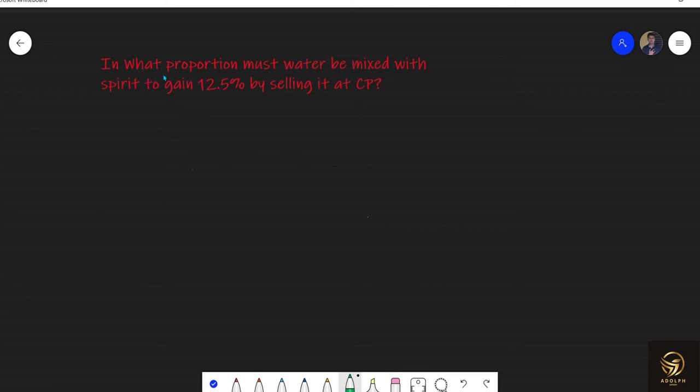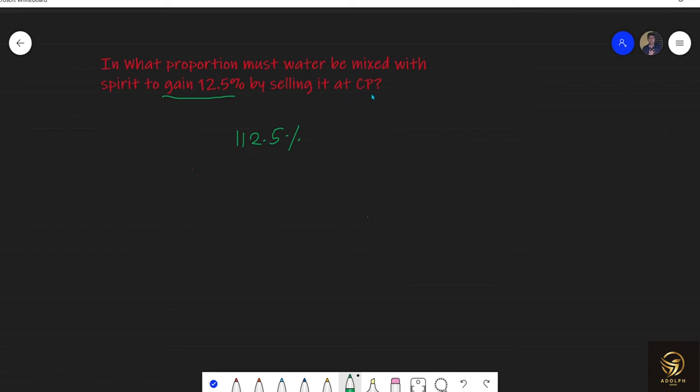Let's start solving this. In what proportion must water be mixed with spirit to gain 12.5%? So we are going to gain 12.5%. If you understood my teaching method, then you have realized that the total value is going to be 112.5%, because initially it is 100 and we are gaining 12.5, so totally it is 112.5%.